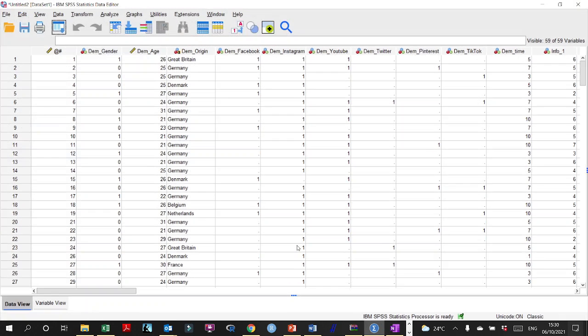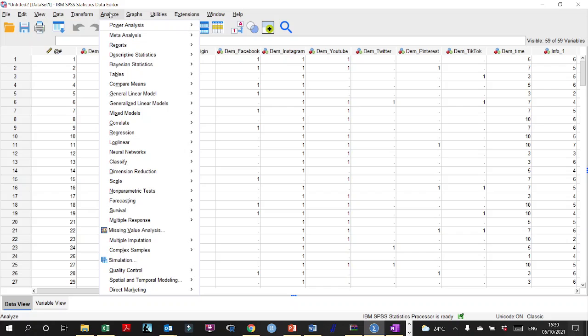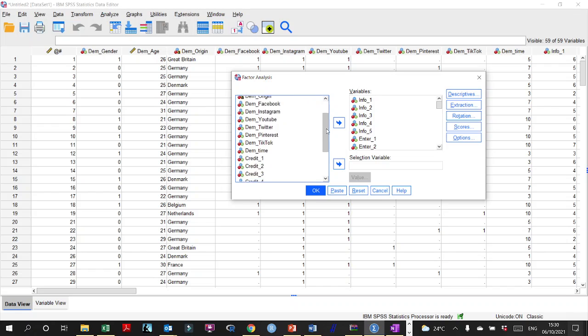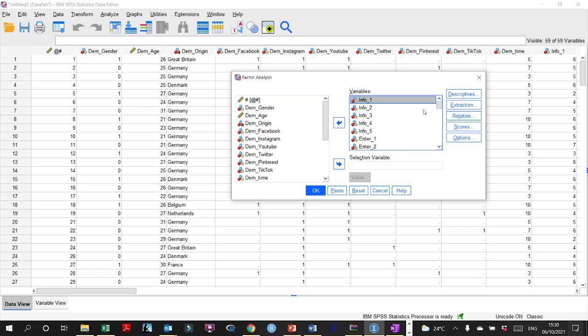Hello, in this video I am going to show you how I did my exploratory factor analysis. So we have this data set all cleaned and nice, and just head to analysis, go to dimension reduction, factor. Now you're going to drop in there all the factors that you are using for your study. I already dropped them in here.